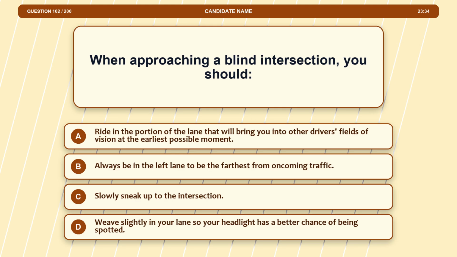Question 102. When approaching a blind intersection, you should Option A, ride in the portion of the lane that will bring you into other drivers' fields of vision at the earliest possible moment. Option B, always be in the left lane to be the farthest from oncoming traffic. Option C, slowly sneak up to the intersection. Option D, weave slightly in your lane so your headlight has a better chance of being spotted.